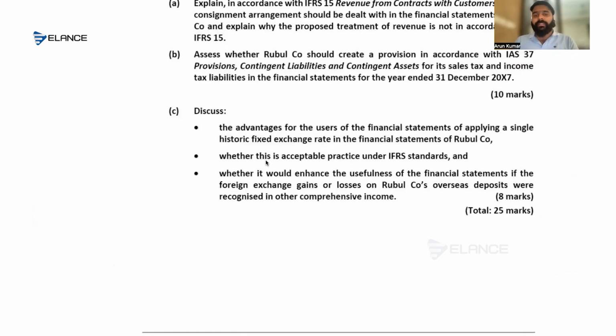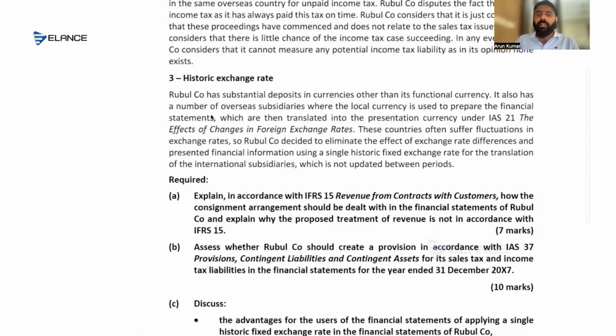So we can mention whether this is acceptable. No, it cannot be acceptable. The company claims it would enhance the usefulness of the financial statements if the gain or loss on deposits were recognized in OCI. So we know that for a monetary asset, the gain or loss should be recognized in P&L. But because of the continuous fluctuations, we can say that it may be appropriate to show it under OCI and later on reclassify to P&L. That's a suggestion we can give because the exchange rate is fluctuating in a very volatile manner, as they have mentioned here.